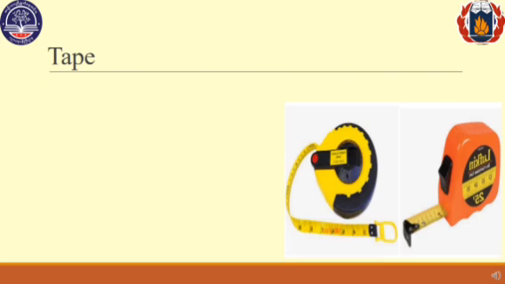Tape. It is used to measure distance on the beam.